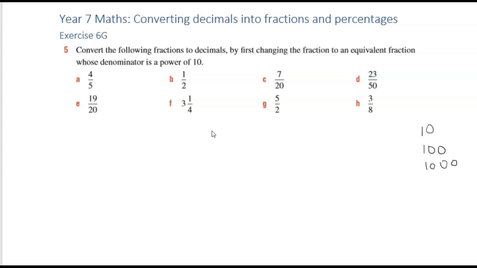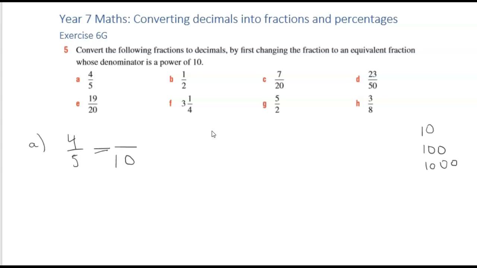So you can see here, we've just got one digit. So we're going to write it over tenths. Let me just go A, 4 over 5. So we're going to change that to something over 10. Remember we have to do it to a power of 10. Because we're just working with single digits, I'm just going to do 10.